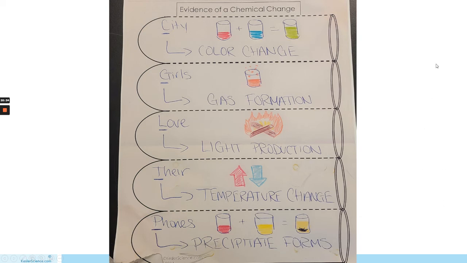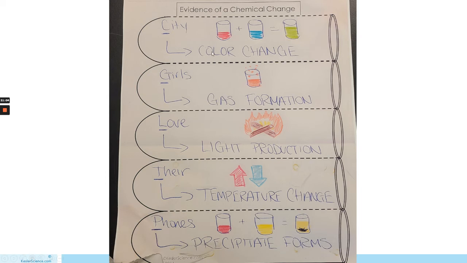All right, so our acronym, our mnemonic that we remember for the evidences of a chemical change, is City Girls Love Their Phones. These are things that if you do an experiment and you see one of these things, you may have evidence that a chemical change has happened. You may have evidence that a new property or new substance has been formed.